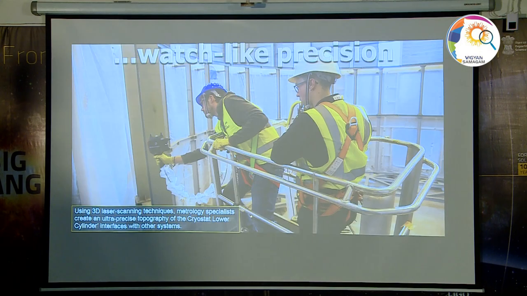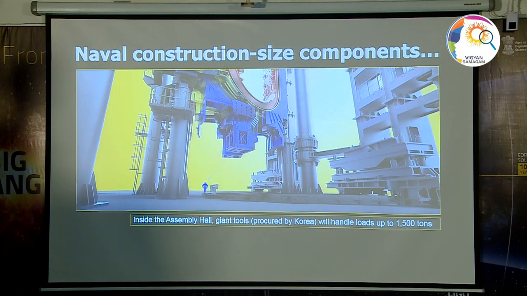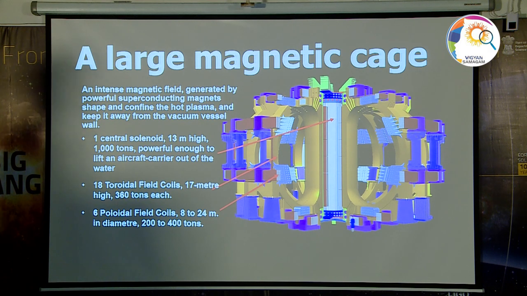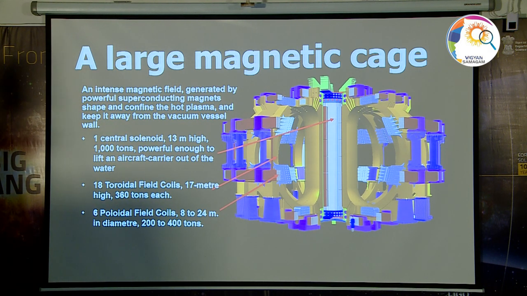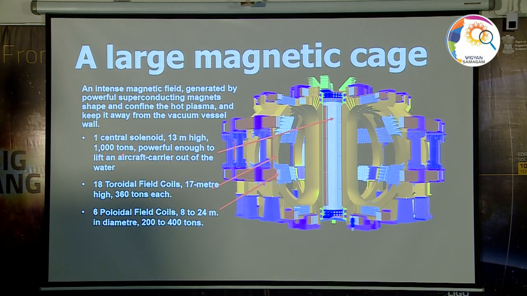And the confinement, as I said, is done through the magnetic coils. Just to give you an idea of the weight and the dimensions of this, there's a central solenoid. This is the thing which starts the plasma inside the machine. It is 13 meters high, and its weight is 1,000 tons.